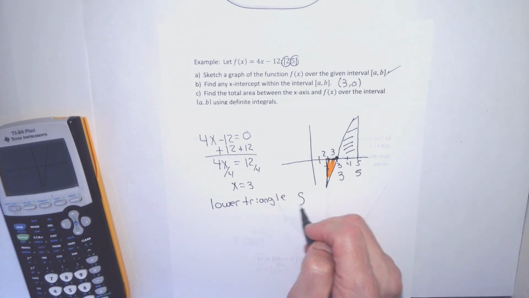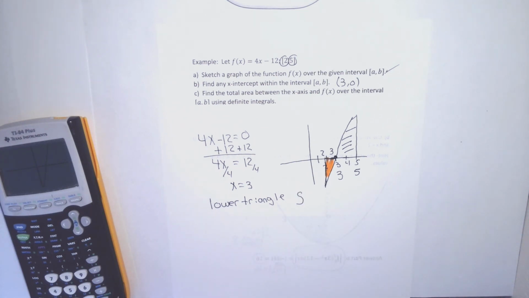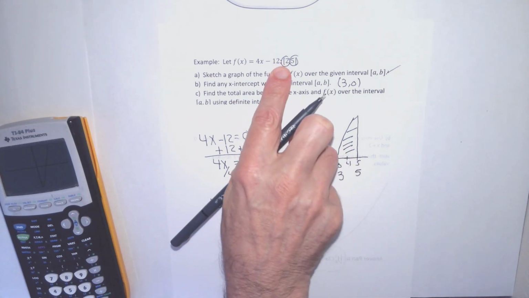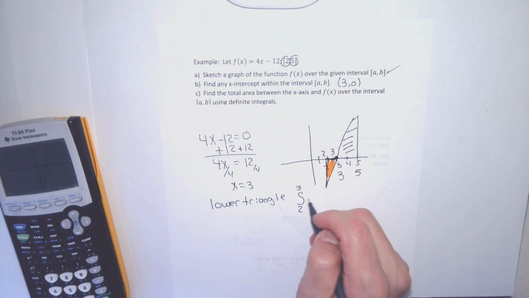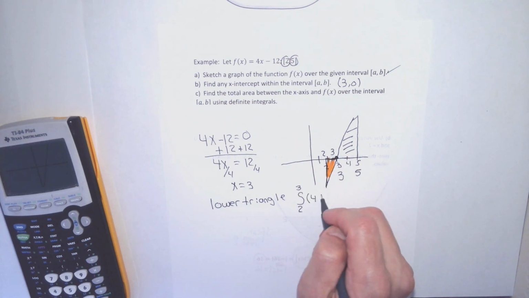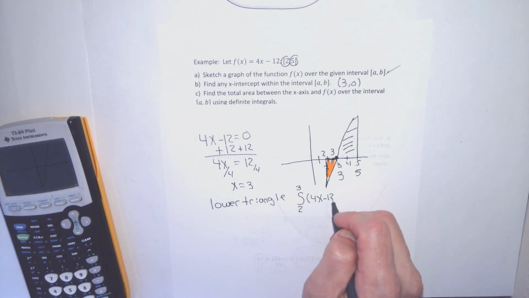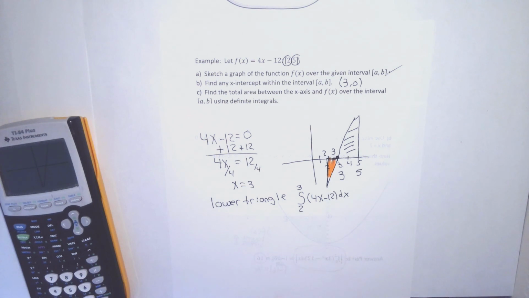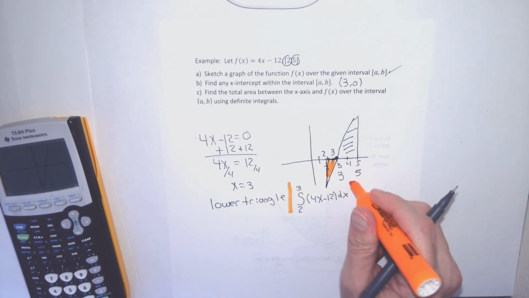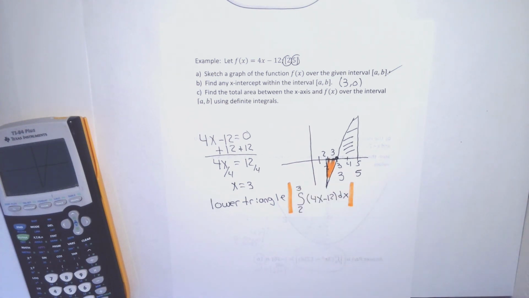I'm going to find its area by hand integrating. I'm going to go from 2, which is the beginning of my integral, to 3, which is where the graph crosses the x-axis, of the function 4x minus 12 dx. Because this graph is beneath the x-axis, I know my answer is going to be negative. I'm going to take the absolute value and make it positive. So let me do this integral off to the side.